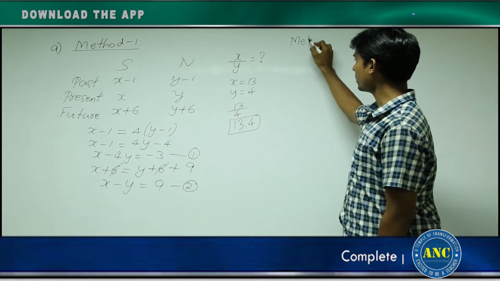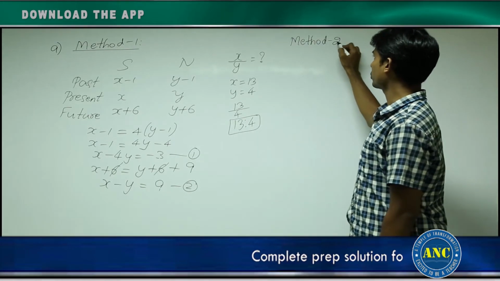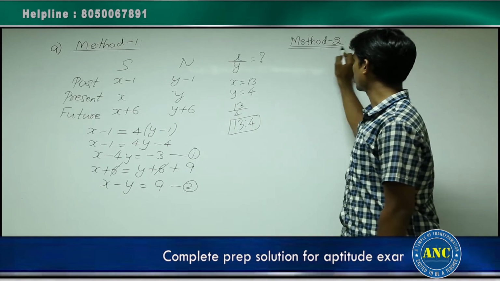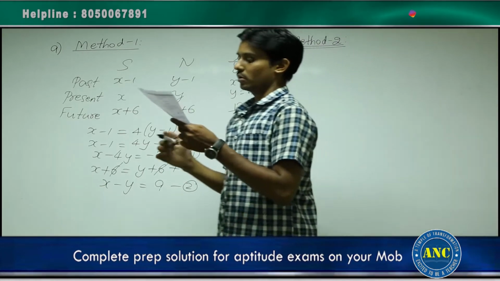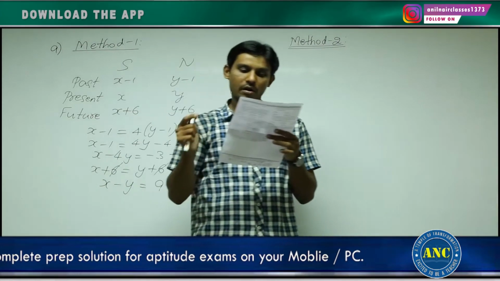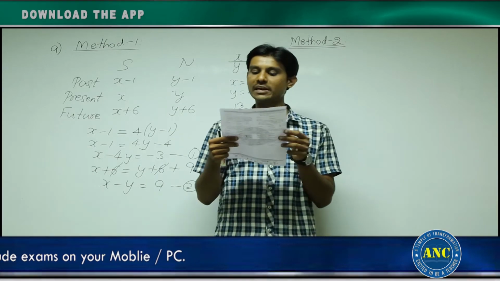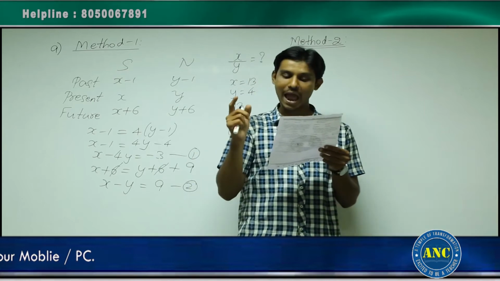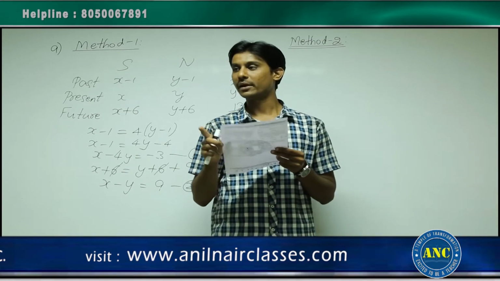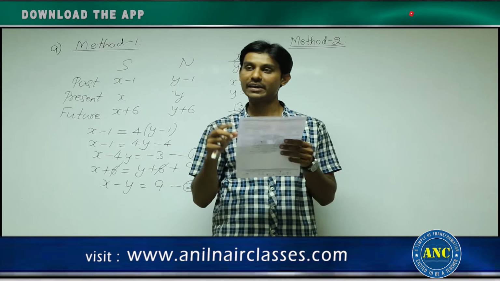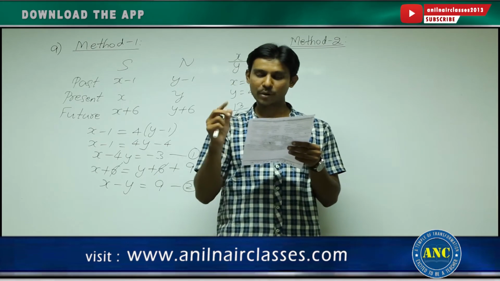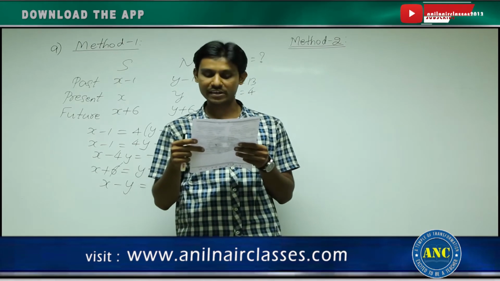Method 2. Again, you need not use your pen also. You can directly answer without using a pen. Method 2. See here. First of all, what is the main question? The ratio of present ages of Sneha and Neha. The answer options represent the present ages of Sneha and Neha in ratio format. Suppose I pick my first option, 9 is to 2.